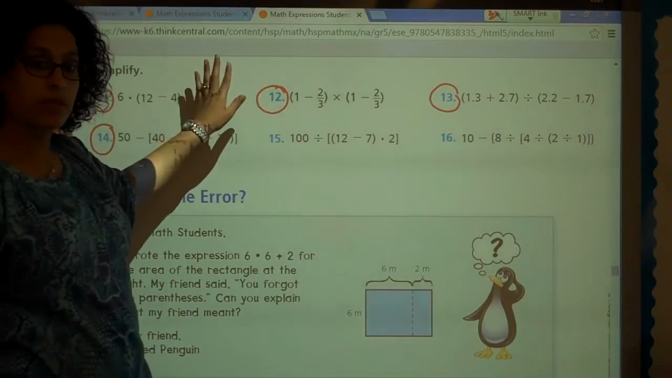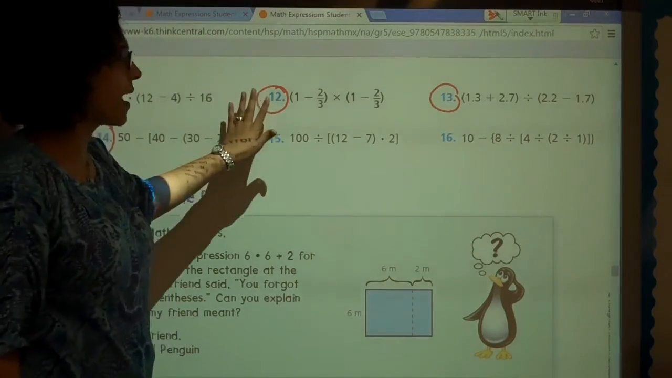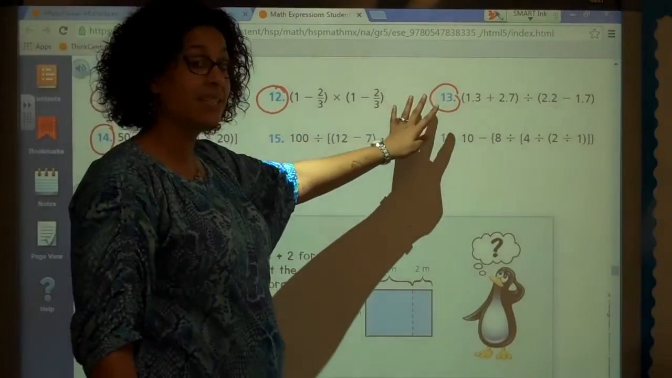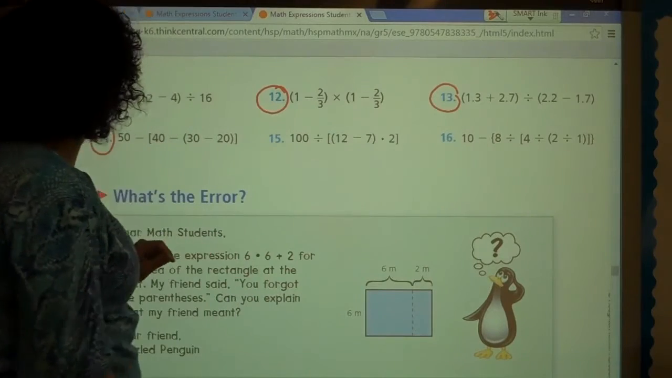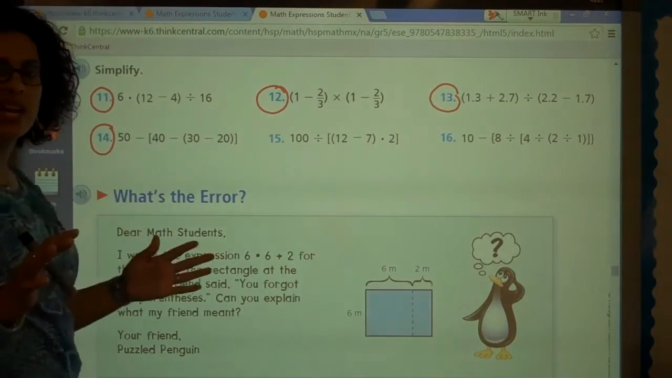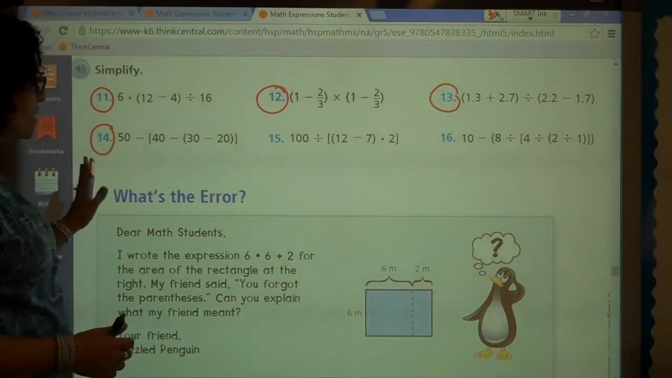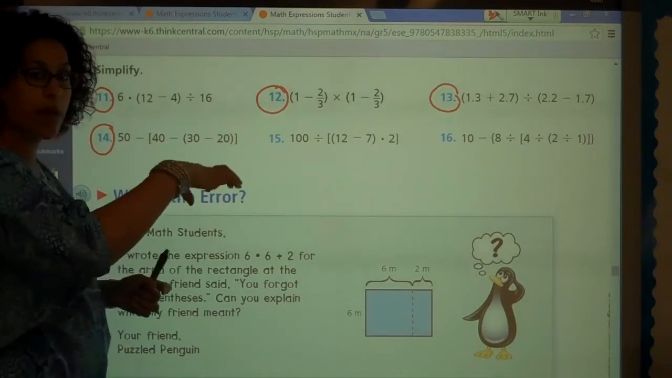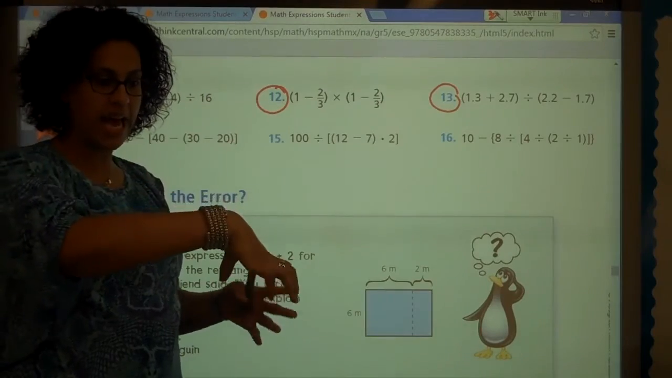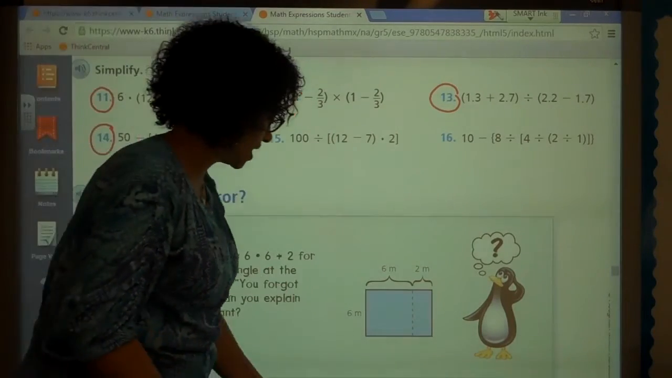Number 12 is, you know, a little bit more thinking because we have fractions. Number 13 has decimals. Don't be scared of them. Just make sure you're using them correctly. Number 11 is straight whole numbers. We should be good. Number 14, I see brackets. I see parentheses. So remember what we just did, starting inside and working our way out. I think you'll be fine.